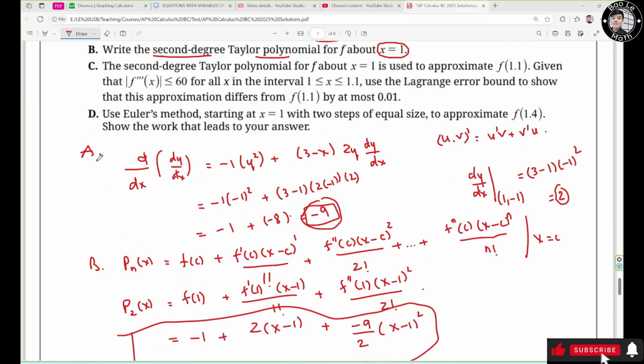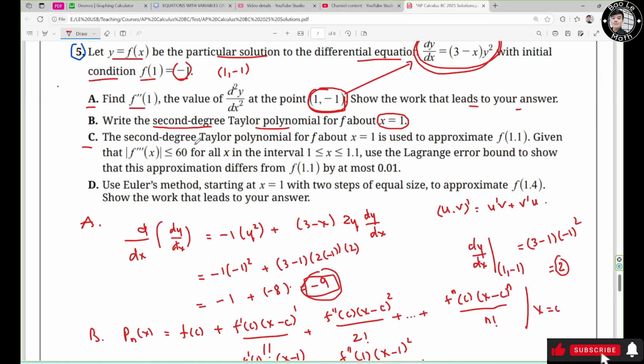Alright, now let's move on to question C. The second degree Taylor polynomial for f about s equals 1 is used to approximate f of 1.1. Given that the absolute value of f triple prime of s is less than or equal to 60 for all s in the interval 1 to 1.1, use the Lagrange error bound to show that this approximation differs from f of 1.1 by at most 0.01.